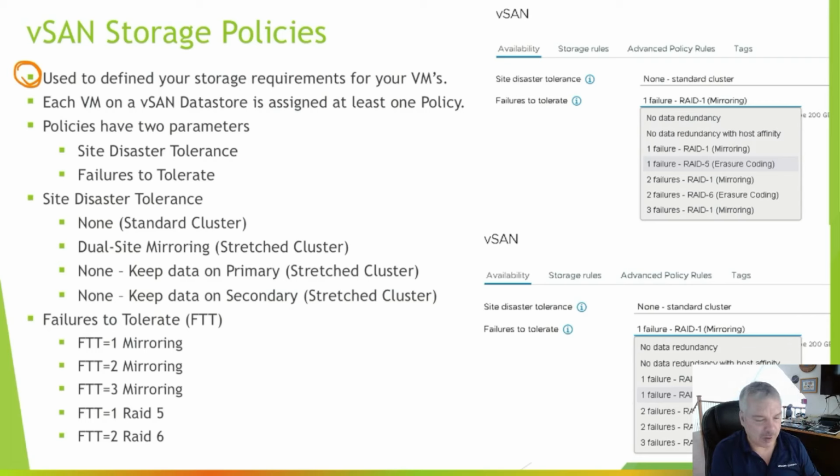And I'll create a video on that because we could spend a fair amount of time. Each VM on a vSAN datastore is assigned at least one policy. And you can give it the default vSAN policy, which is basically a failure to tolerate of 1, meaning I'm doing a mirror, which we'll show you. So when we talk about policies, and I've got some screenshots over here, and I'll demo this in a later video when we get deeper dives into this. When you get into policies, it's going to actually ask you 2 parameters: site disaster tolerance and failure to tolerate.